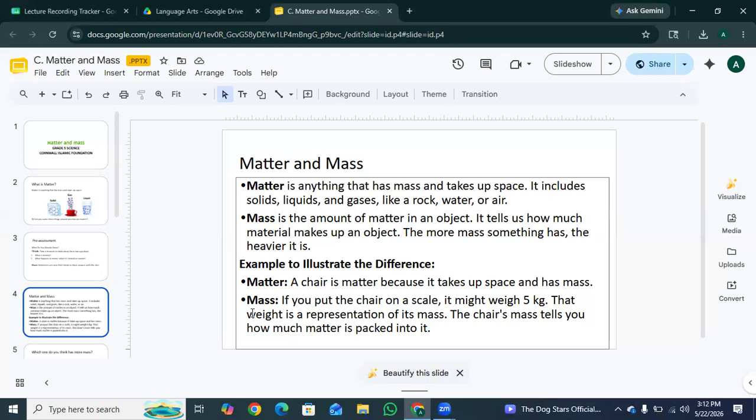Okay? So here we have an example. A chair is matter because it takes up space and has mass. The chair is matter because it is a physical object sitting in the room taking up space. And mass: if you put the chair on a scale, it might weigh 5 kg. That weight is a representation of its mass. The chair's mass tells you how much matter is packed into it. So basically, if you lift it up or put it on a scale, the number 5 kg tells you exactly how much wood or plastic is packed into making that chair. Okay, students?